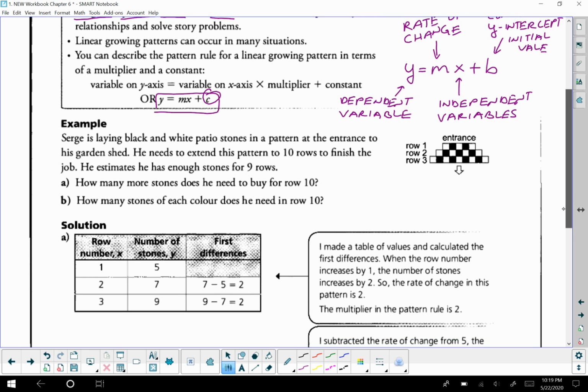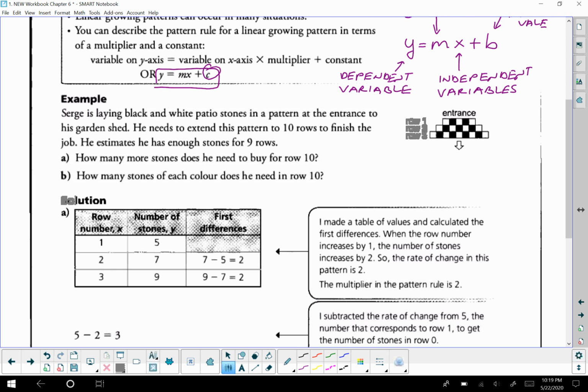So here's their example. Serge is laying black and white patio stones in a pattern at the entrance to his garden shed. He needs to extend his pattern to 10 rows to finish the job. He estimates he has enough stones for 9 rows. So here's his pattern. It seems like he started with 2 black ones, 3 white ones, and then it's increasing. As you can see, he just increases by 2 every time. He adds the 2 stones at the end.